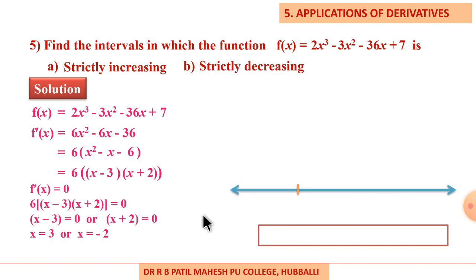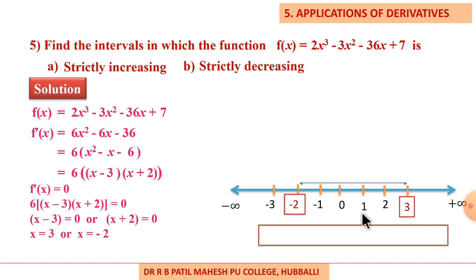Now these 2 points you have to represent on the number line. So first you take this number line. Here this one is 0, 1, 2, this is 3. So 3 is there, with x equal to 3. Next x equal to minus 2. These are the 2 points on this number line, from minus infinity to plus infinity. So here x equal to minus 2 and x equal to 3.